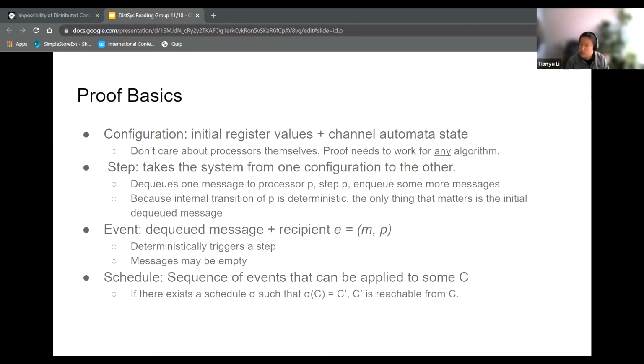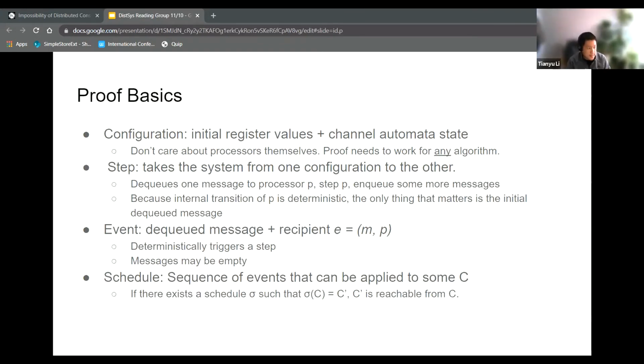Okay, so before we get into any more, let's go through the terminology along the way. A configuration of the system is defined as the initial input to all these processes plus the channel automata state, so what's in the message queues everywhere in the system. Noticeably absent from this are the processors themselves. The reason is pretty simple: we can't possibly care about the processors if this proof is to work for any algorithm. They can have any state they want, and we can't assume anything of them.